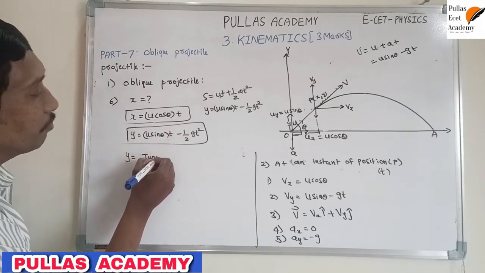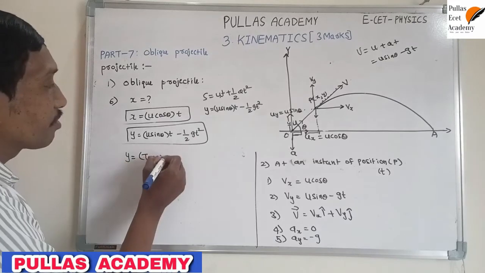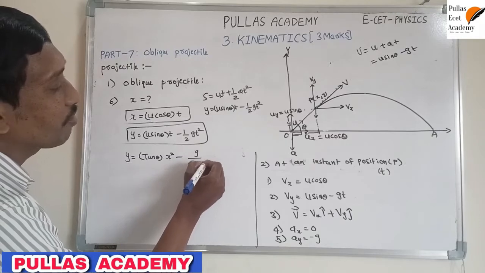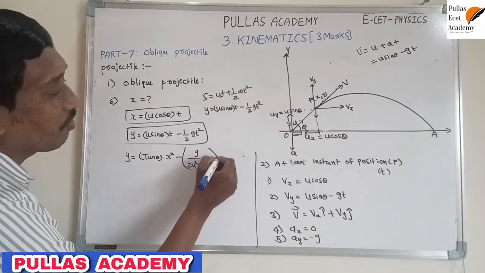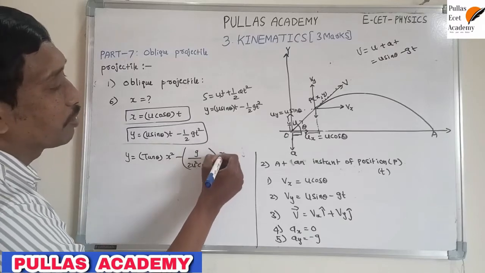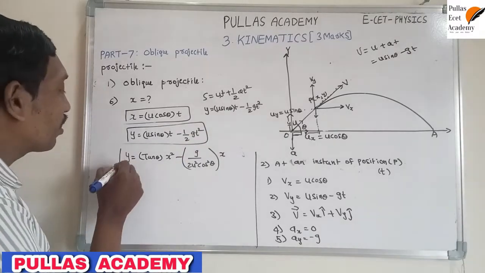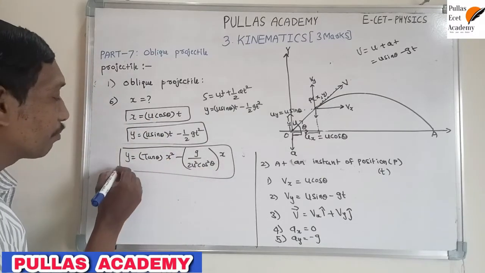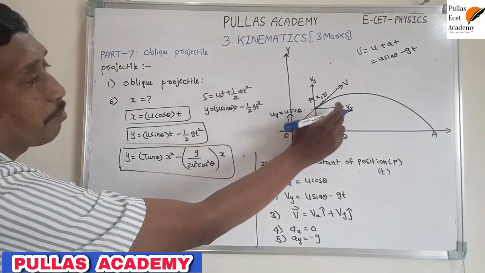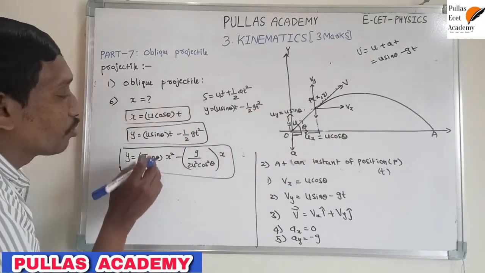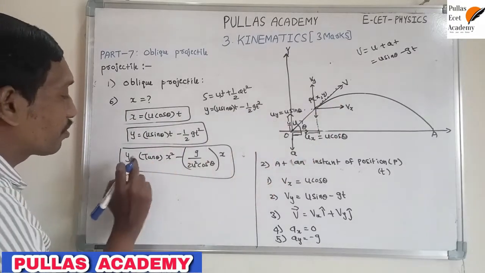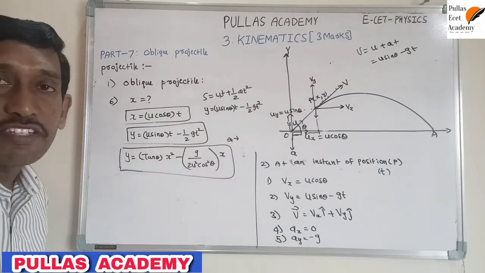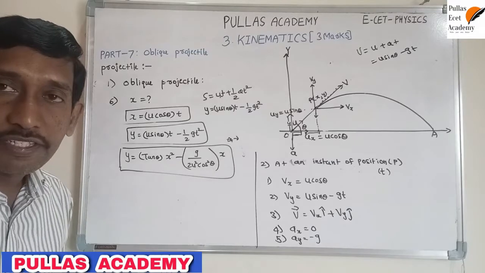So tan theta into x minus g by 2u square cos square theta into x square. What is the formula here? g by 2u square cos square theta into x square. So this is the formula for displacement. Okay, now if you substitute this equation in this equation, you get the displacement of this projectile. The projectile is a body moving in a plane, that's why the combination of these two displacements gives you the complete displacement of this projectile. This is the most important expression. y is equal to tan theta into x minus g by 2u square cos square theta into x square is the formula.